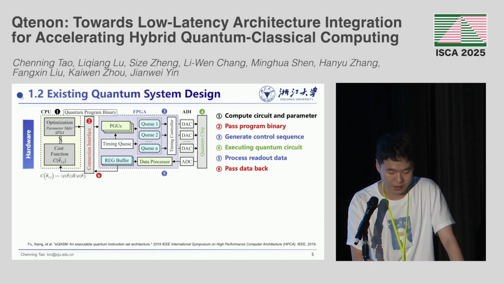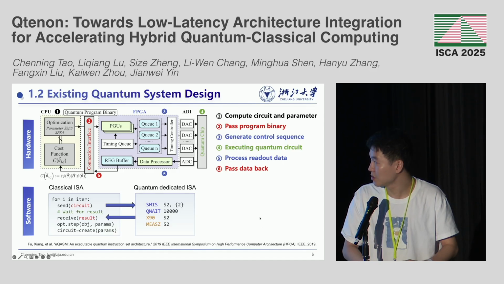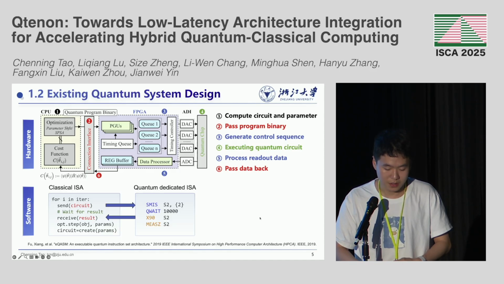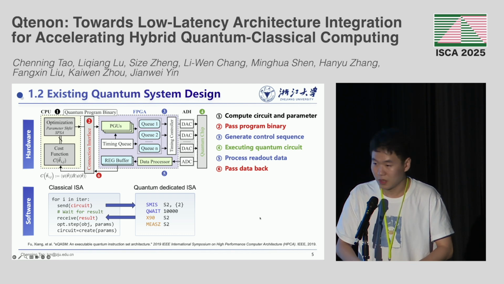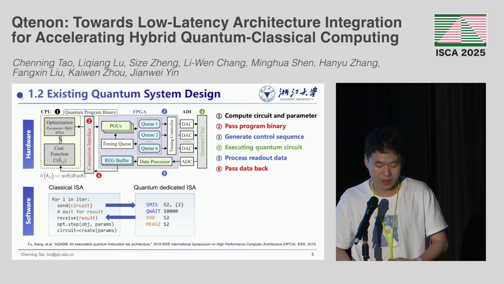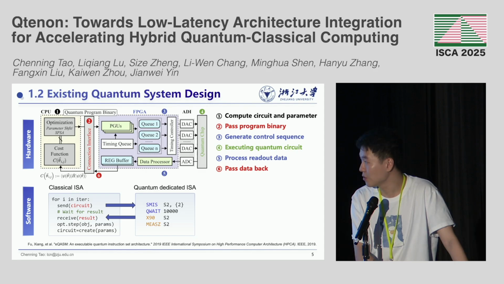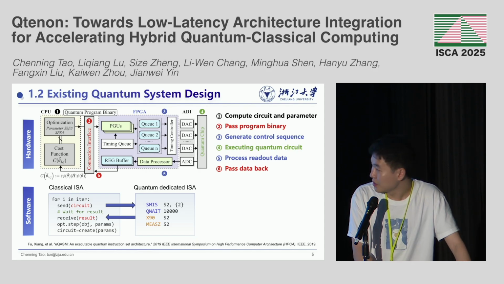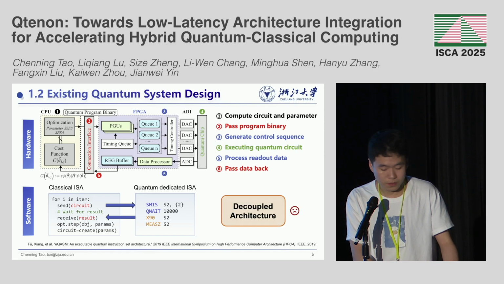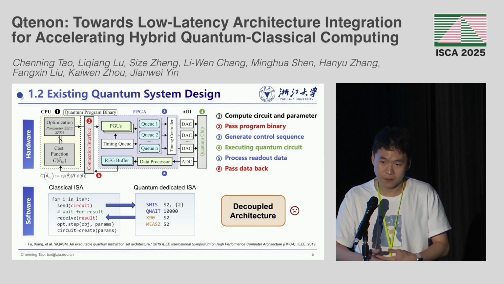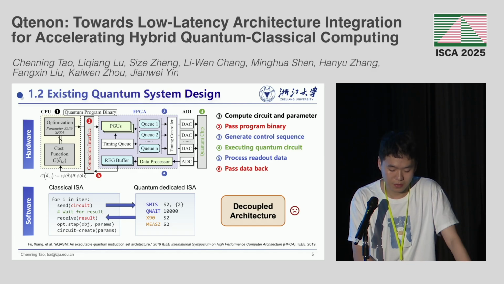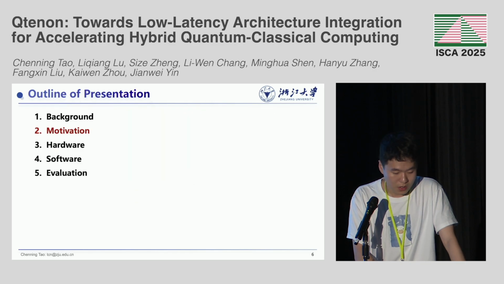On the software side, in addition to the traditional ISA executed on the CPU, the system needs to define a dedicated quantum ISA for the quantum part. And these instructions need to be transferred back and forth between the quantum part and the CPU part.